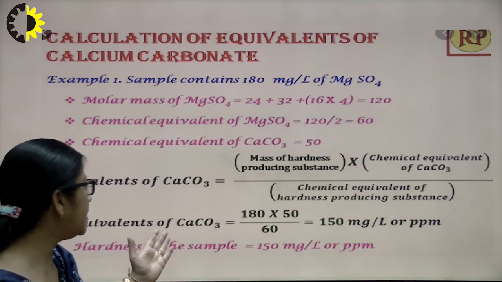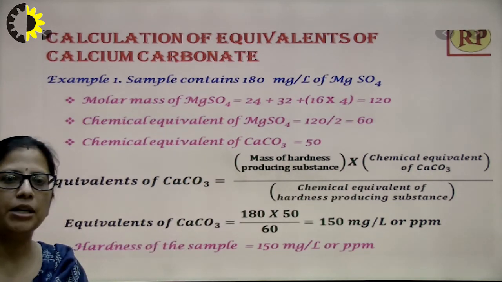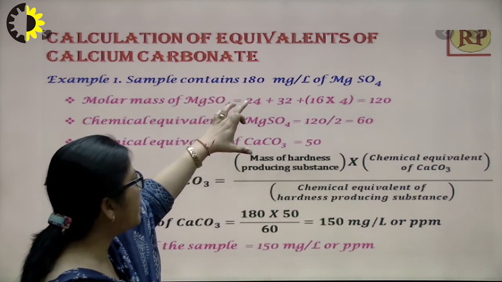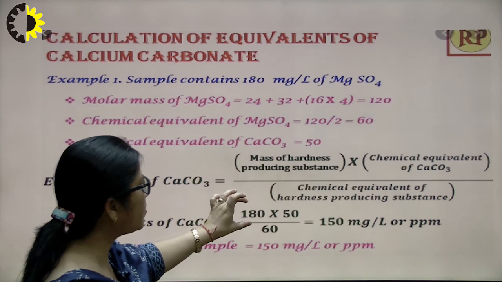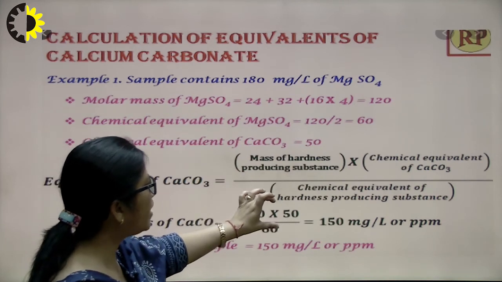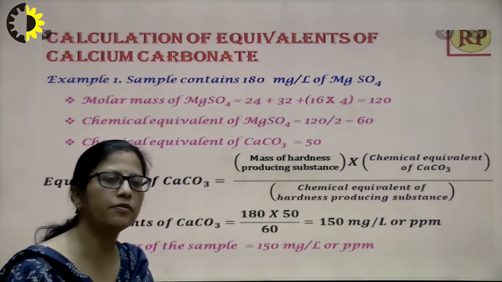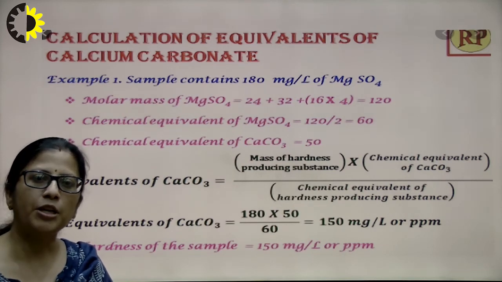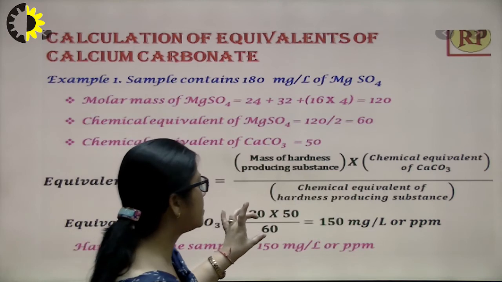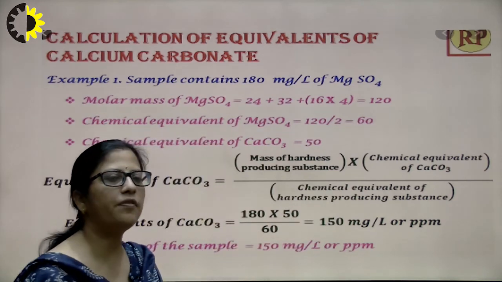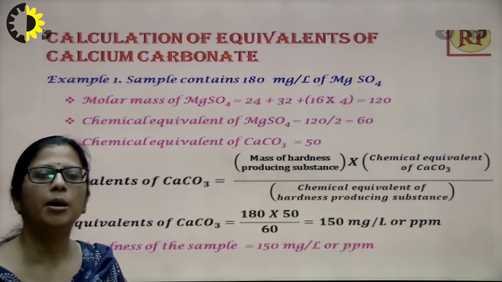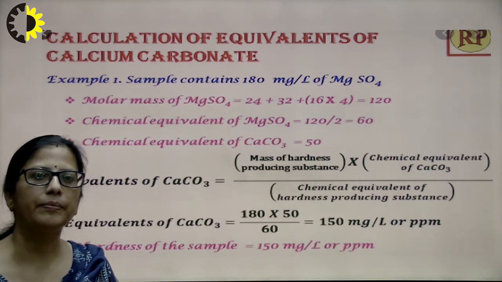Then we can calculate the equivalence of calcium carbonate. If it is present at 180 milligram per liter, this is the mass of hardness producing substance. Chemical equivalence of calcium carbonate: molecular weight of calcium carbonate is 100, so equivalent weight will be 100 by 2, which is 50, and this is 60. We get 150 milligram per liter or parts per million.